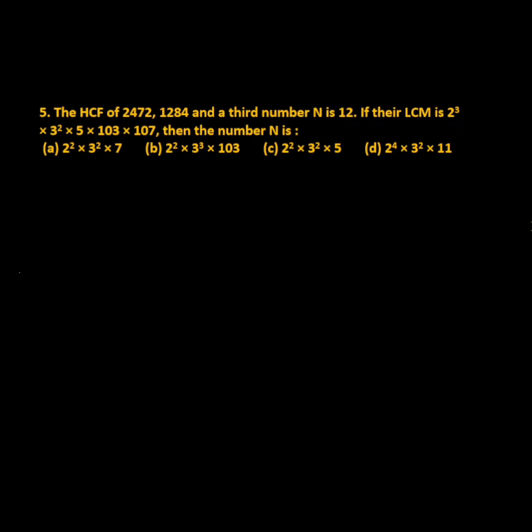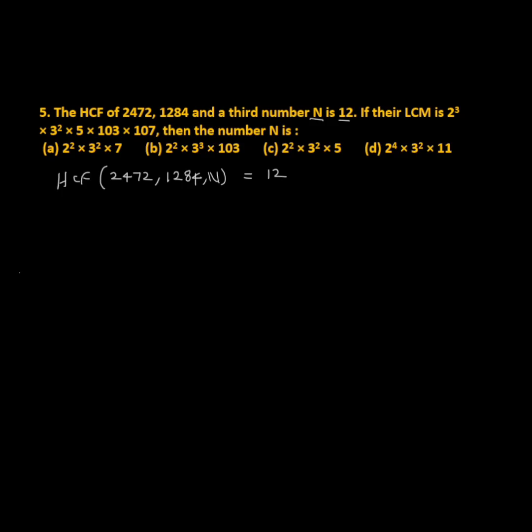Fifth question: the HCF of 2472, 1284 and a third number n is 12. That is what is given: the HCF of three numbers 2472, 1284 and the number n is 12.